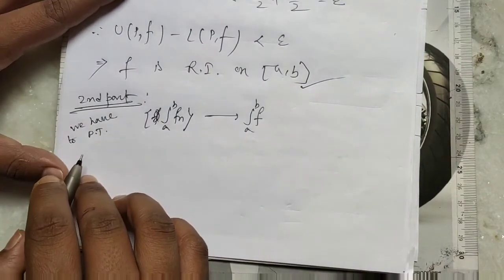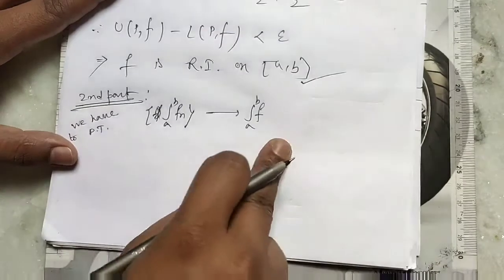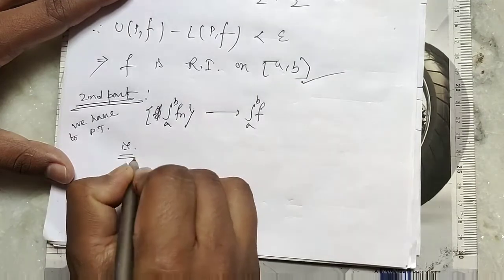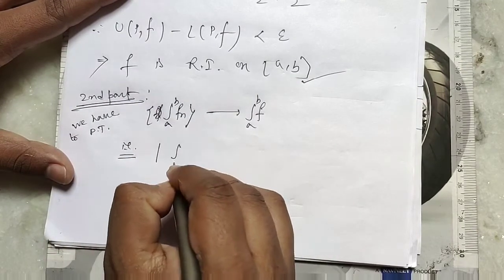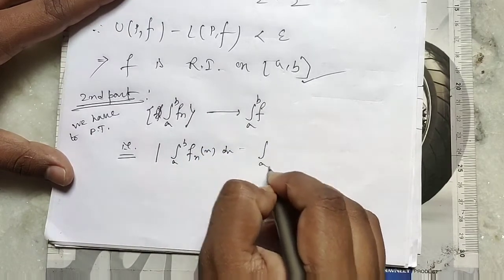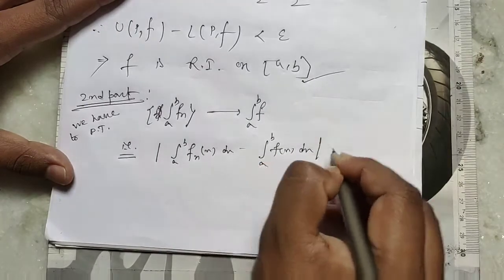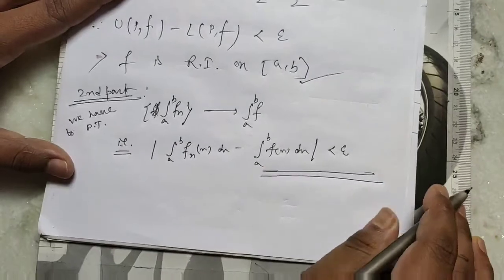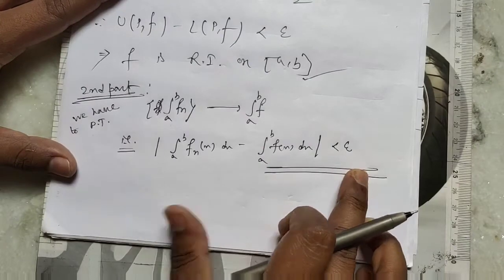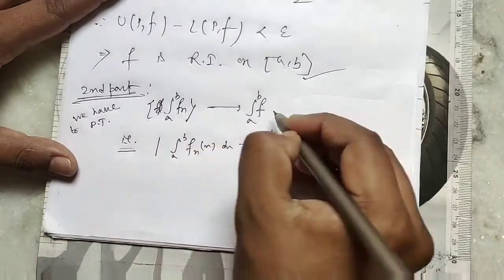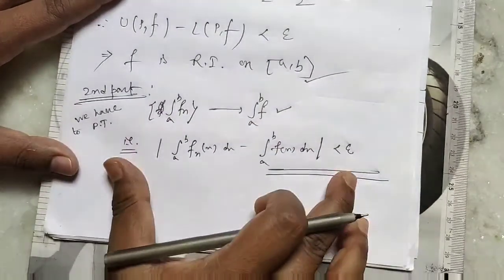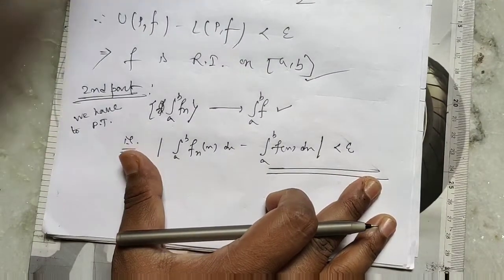In the second part we have to prove that this sequence converges to this. That is, we have to prove that the mod of integration a to b fn x dx minus integration a to b f x dx is less than epsilon. For a given epsilon, this mod is less than epsilon. If we prove this, we say this sequence converges to this. So we have to prove this. So let us start.